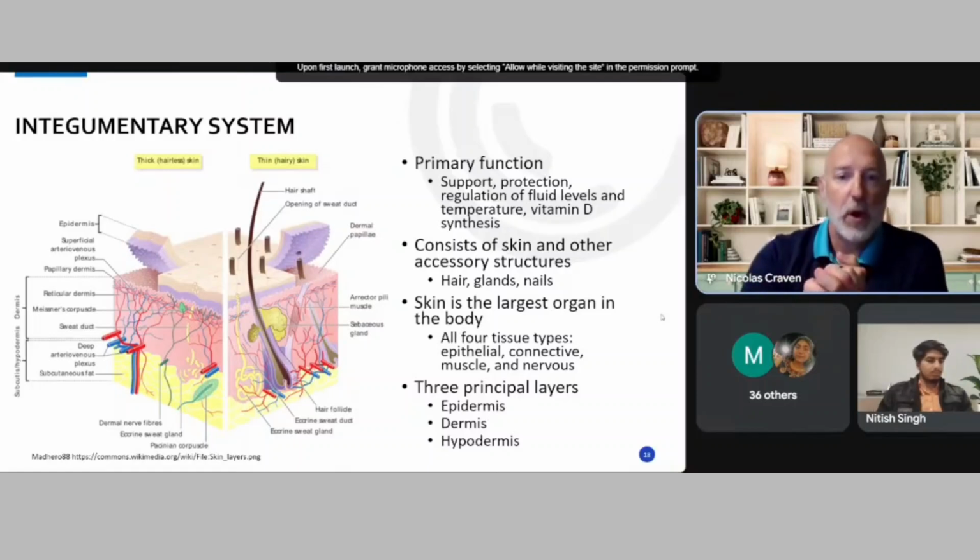So just getting back to this, there are three principal layers of the integumentary system.